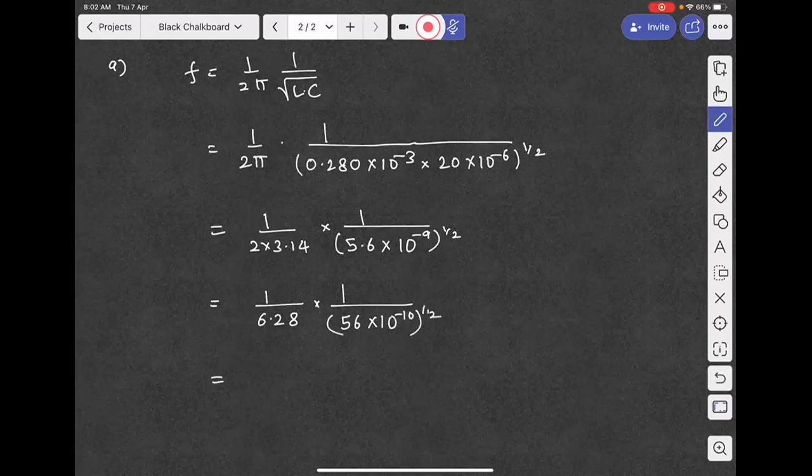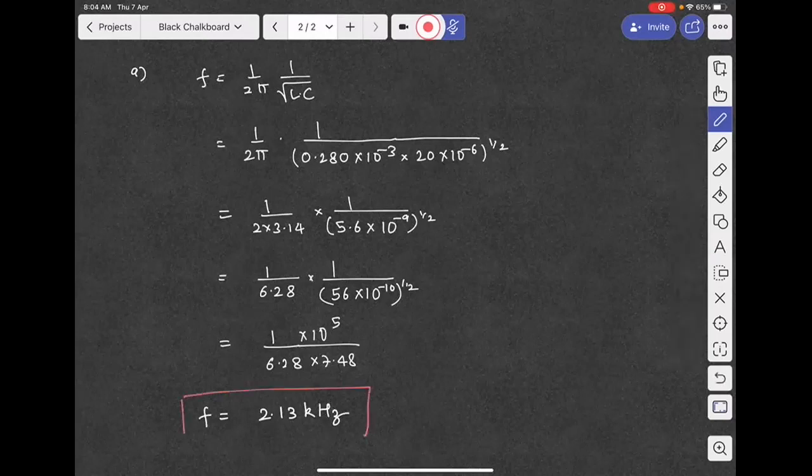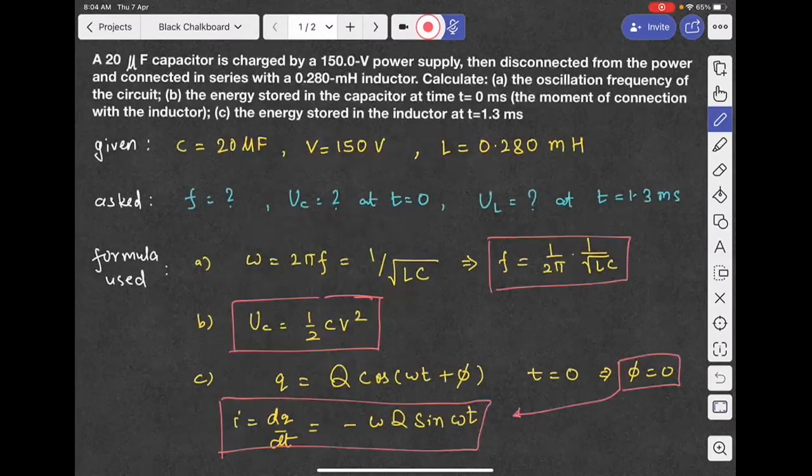Solving it, we will get root of 56 is 7.48. So 1 by 6.28 into 7.48, and this will become 5, which will go up into 10 to the power plus 2.13 kilohertz, which is the frequency. This is our answer for A part. Let us go to B part now.